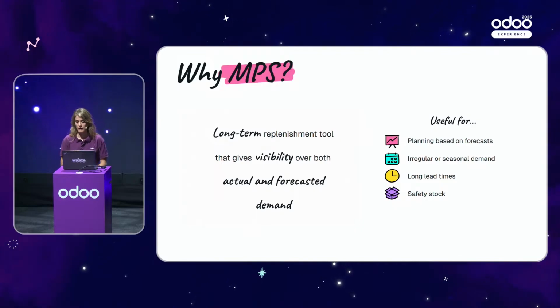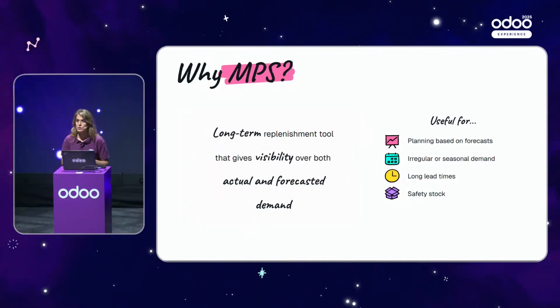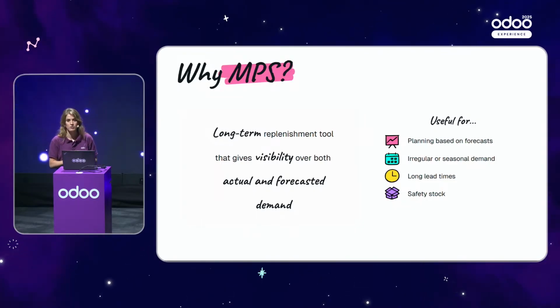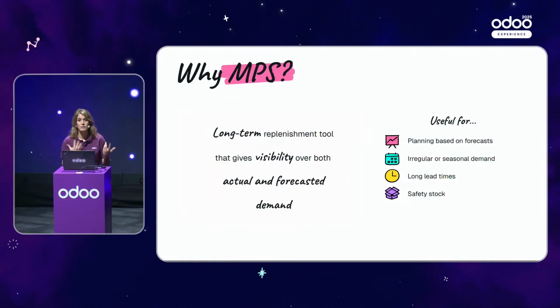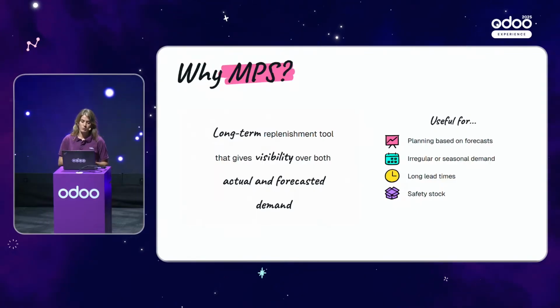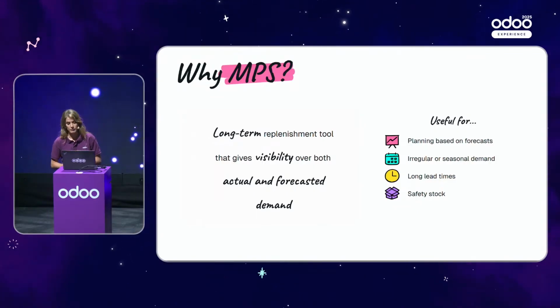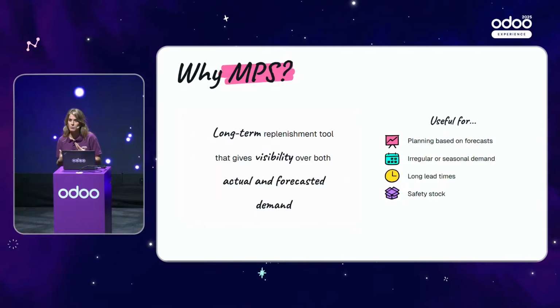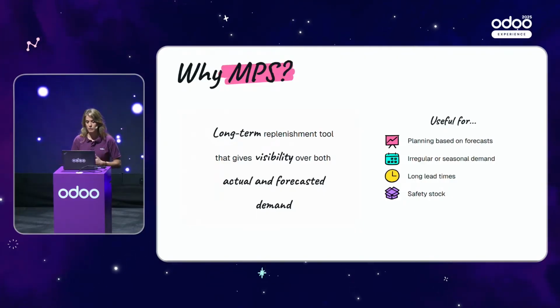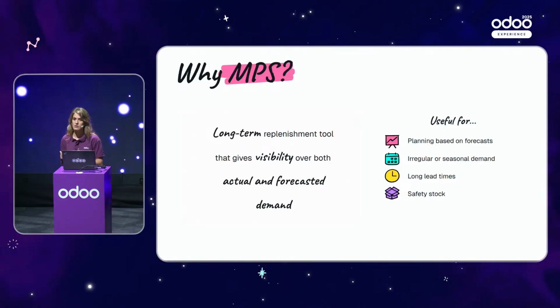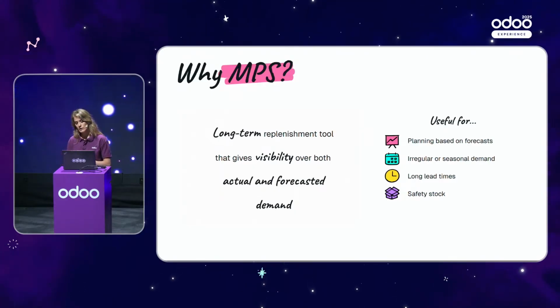So when we have planning based on forecasts, so when we want to plan our production based on our forecasted demand, not on our actual demand, like it could be for MTO replenishment strategies. It's also useful when we deal with irregular or seasonal demand. So again, differently, rather than replenishment dashboard or reordering rules, the MPS is great for demand that is not steady and constant, but that is more spiky.